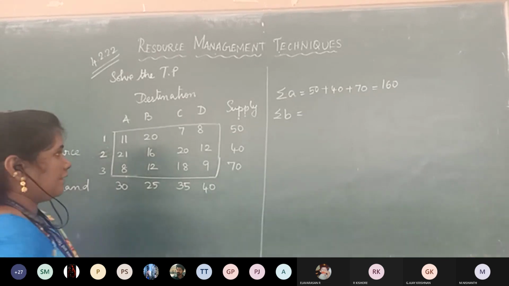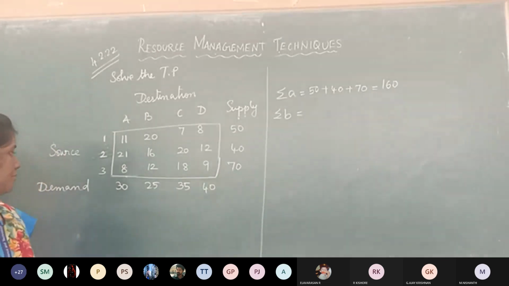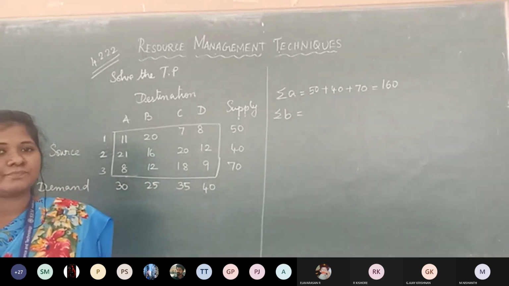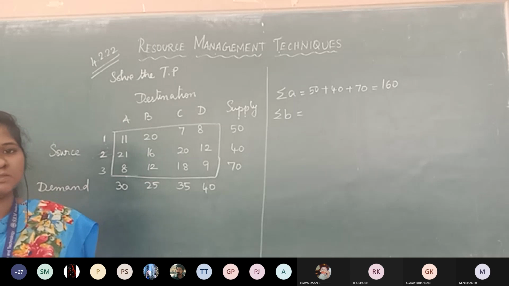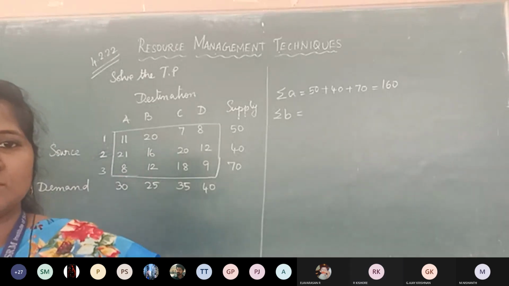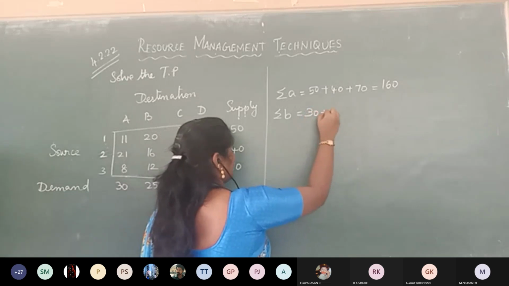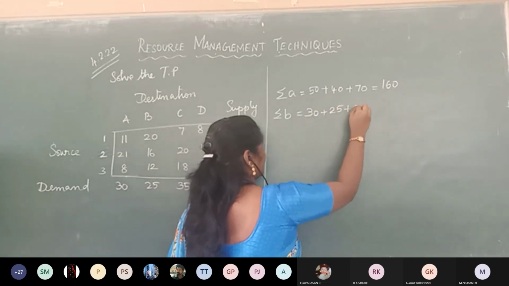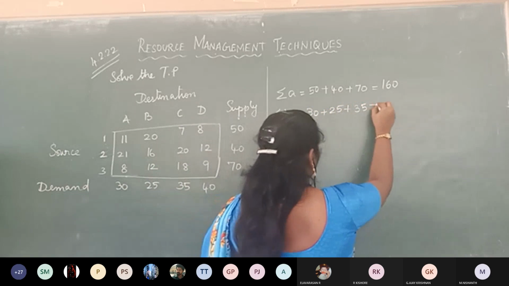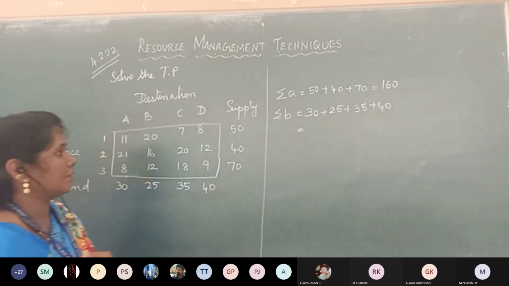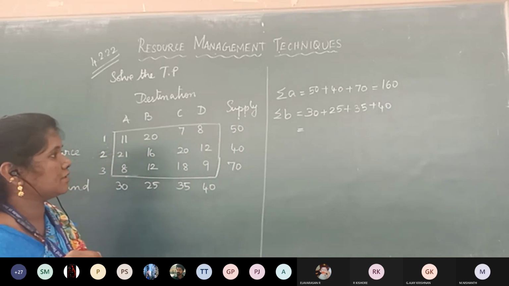Okay, and then again find out your summation. Now you're able to see the board, yes or no? Yes, ma'am. 30 plus 25 plus 35 plus 40, added. See what you get. 90.